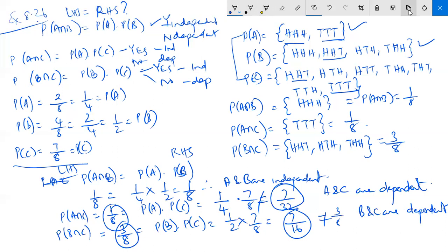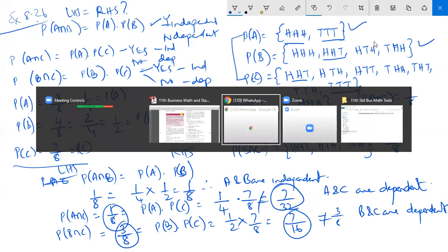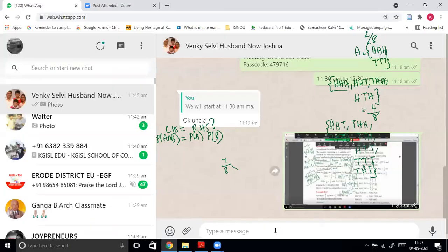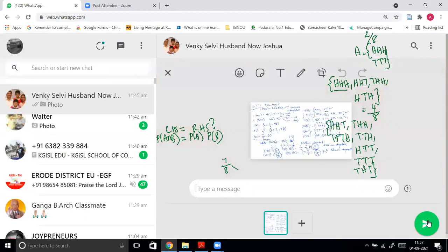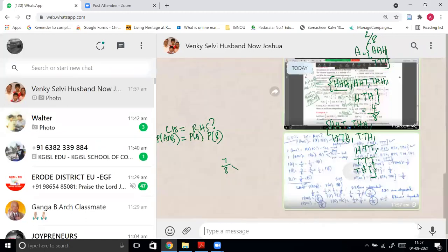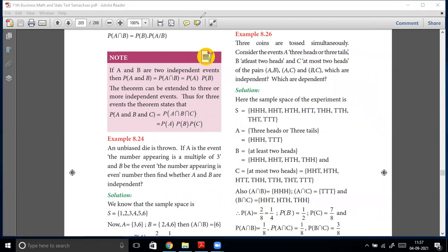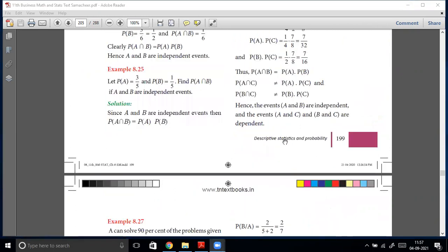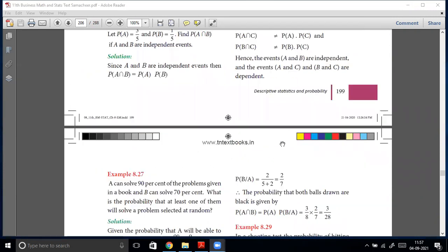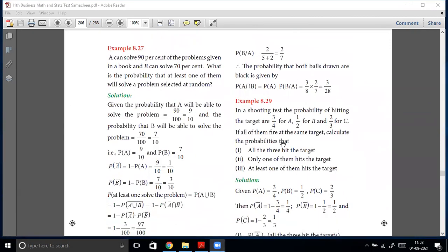Okay, now I'll post this. Very simple sum, no? You got it. So look at the big sums. So only A and B are independent, while AC and BC are dependent. That's all. Now let's go to another problem.